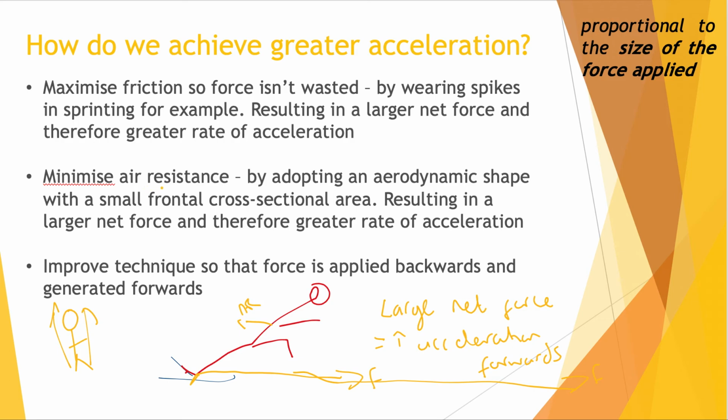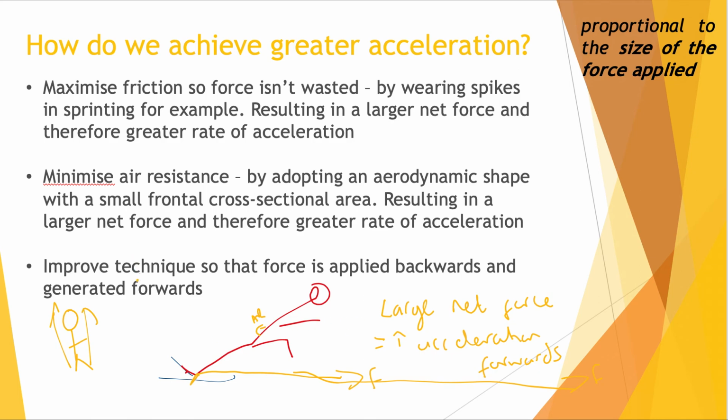We could also minimise, in the same sense, air resistance. So as a cyclist adopting an aerodynamic shape with a small frontal cross-sectional area, that results in a larger net force. If we minimise air resistance, make that exceptionally small, then we've got a larger net force. The difference between friction and air resistance is bigger, and that's going to result in a greater rate of acceleration.